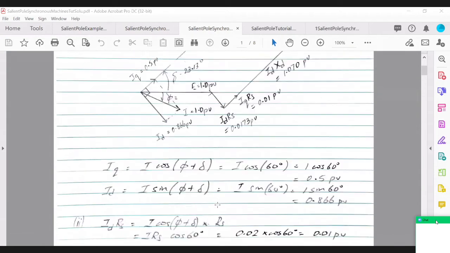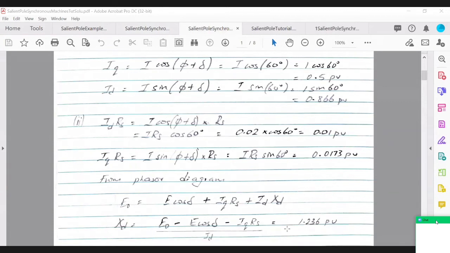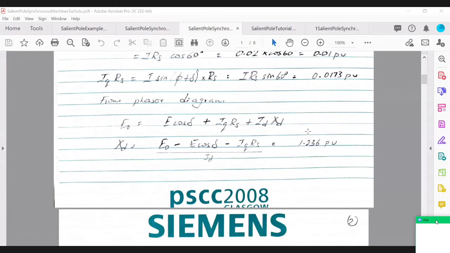So I've written this full equation here in the next part. So E naught is E cos of delta plus IQRS plus IDXD, right? And from there, I've basically made XD the subject of formula and then solved for XD there. Okay, so because we know what is E naught, what is E cos of delta, and IQRS and ID, I substituted the values and then you can work out what is XD.